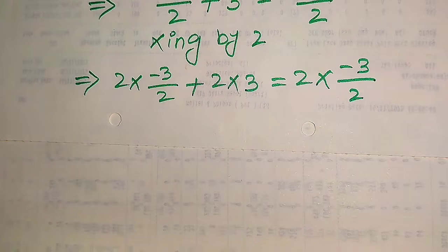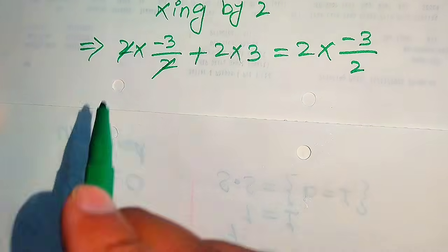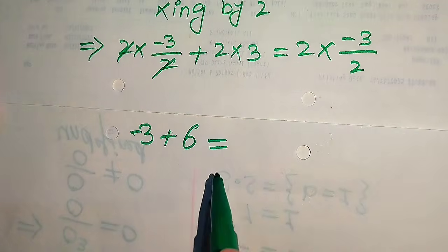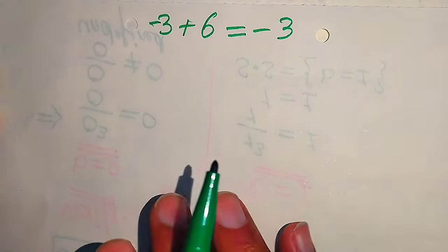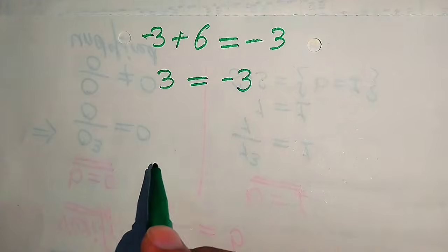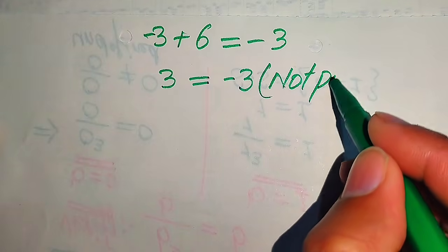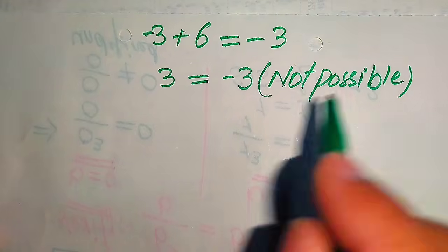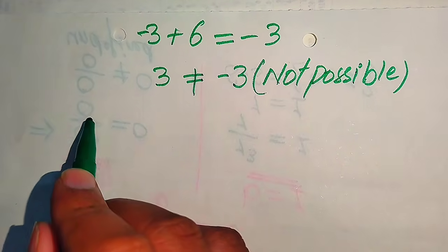In the next step we need more simplification, and after cancellation of the terms, the 2 and 2 are gone, and we get minus 3 plus 2 times 3 becomes 6, equals minus 3, since the 2 and 2 are gone. And we have minus 3 plus 6 becomes 3, equals minus 3. And you see here that 3 equals minus 3. It is not possible, and if this is not possible, it means that the value of x equals minus 3 over 2 does not satisfy our given question statement.